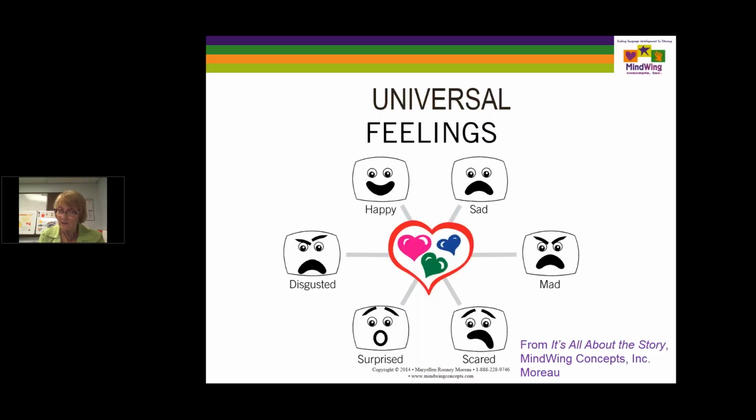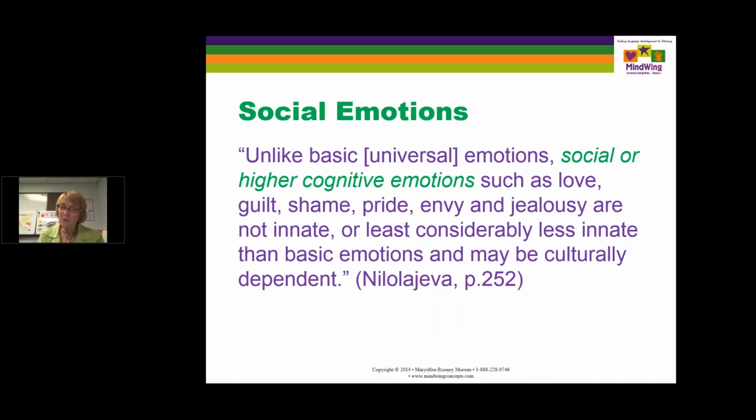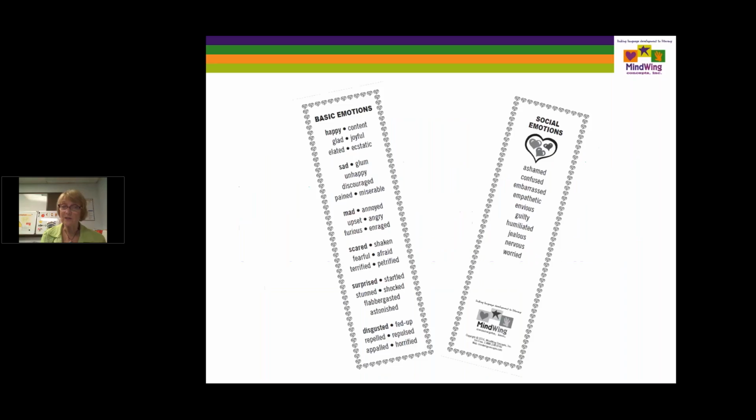Notice the eyebrows, they make the difference. And the social emotions, unlike basic emotions, social emotions are also called higher cognitive emotions, such as guilt, shame, pride, and envy, jealousy. They are not easy to show on people's faces. They are less innate than basic emotions. They're more abstract, and they may be culturally dependent. They definitely are dependent on the situation that is shown in either the story or the social situation.